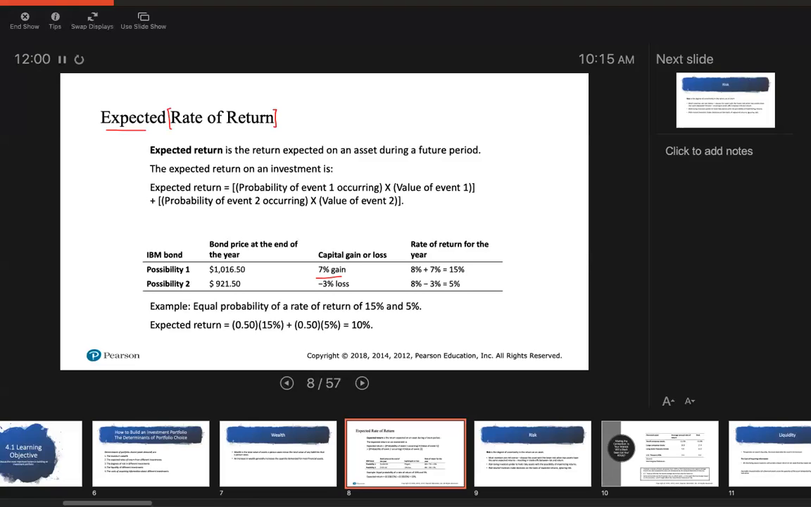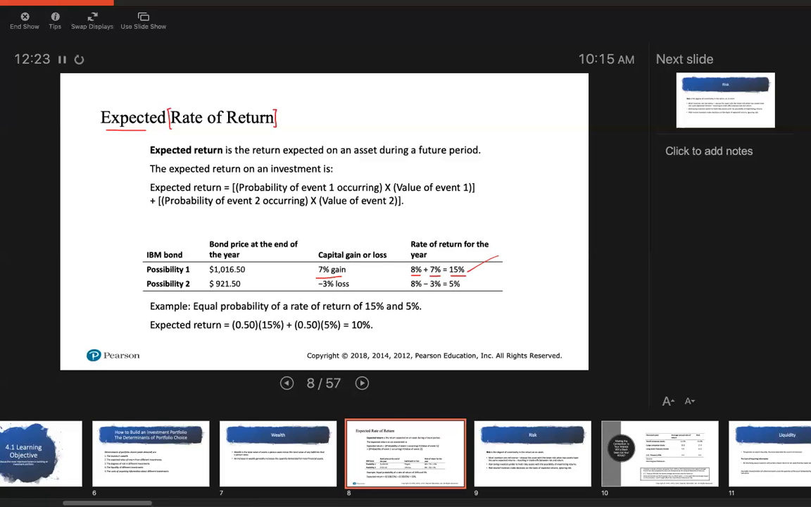So the total return that I get for the year is that I earn the coupon rate of 8% and I realize a capital gain of 7%. So the total rate of return that I have here is 15%. In one possible scenario where there's a lot of demand for this particular bond, there might be a capital gain and I can get a return of 15%.